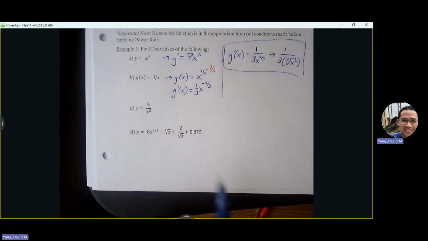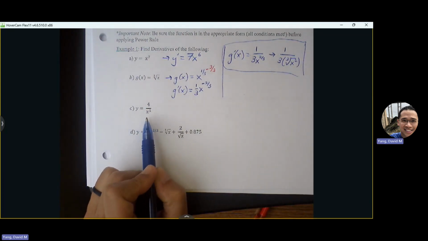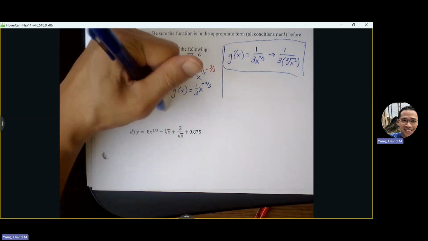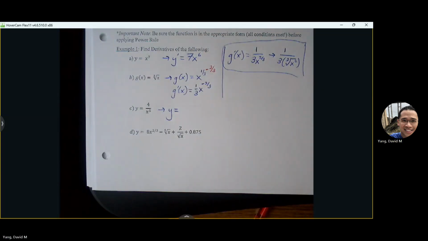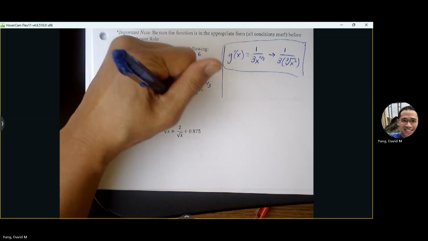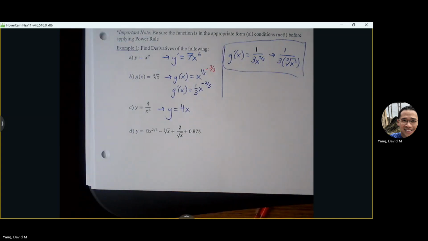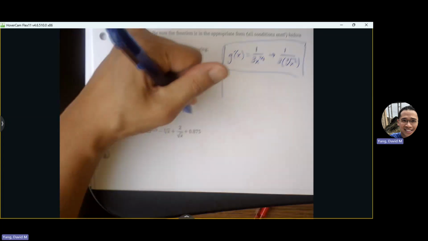All right, part C, y equals 4 over x to the 5th power. I want to do power rule, but something's out of place. What's out of place? The variable in the denominator. So how can I rewrite it so that my variable is up top? Or x to the what power? Okay, if I want to bring my variable up to the top, that x to the 5th becomes what? x to the negative 5.